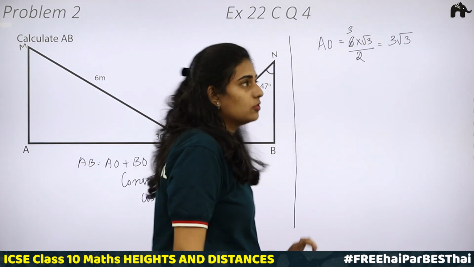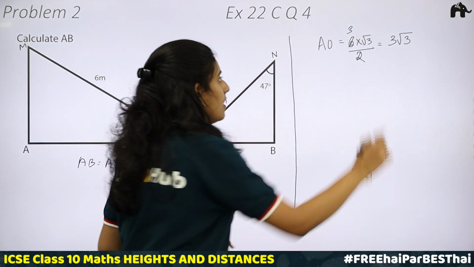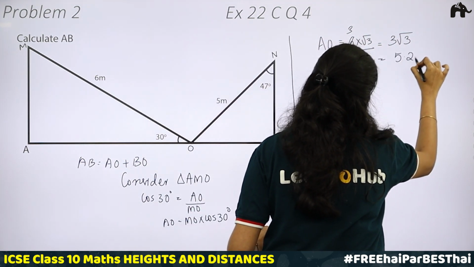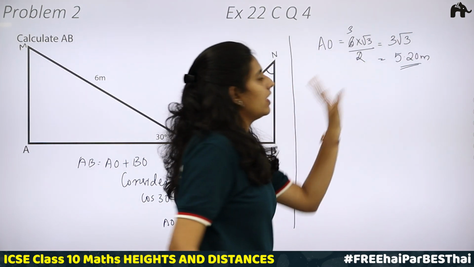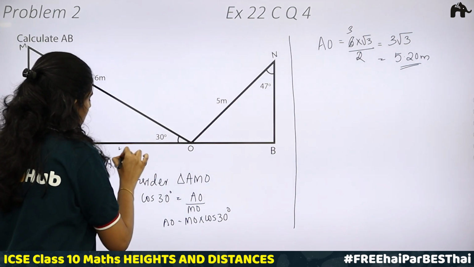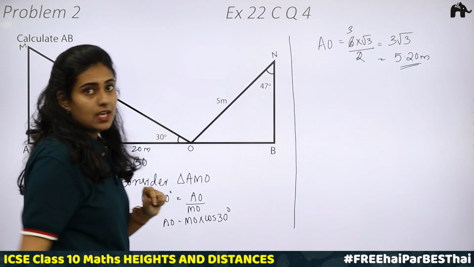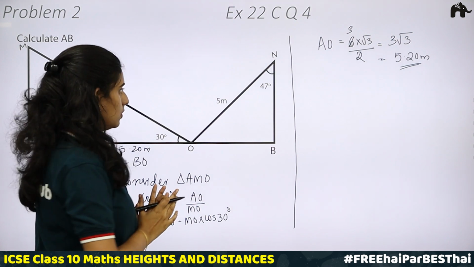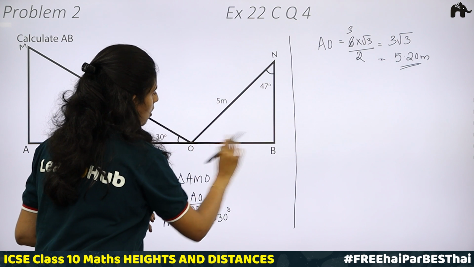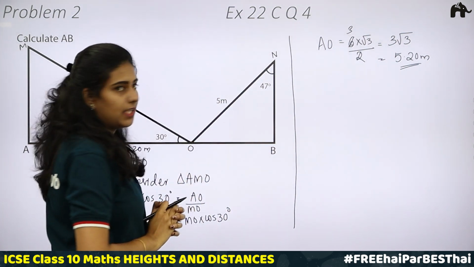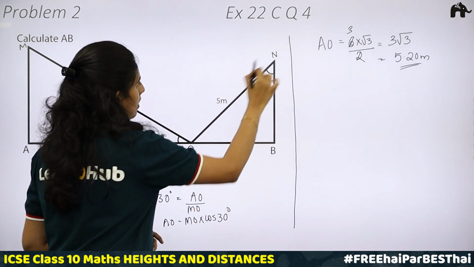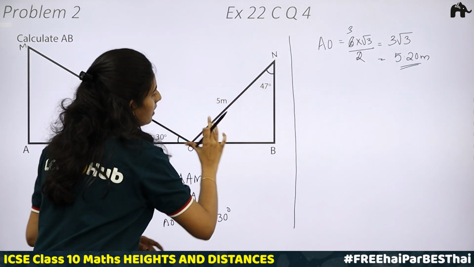We know the value of root 3, which is 1.732. On multiplying, you will be getting approximately 5.20 meters. Okay, this 5.20 meters is AO. AO part we got, that is 5.20 meters. Now we have to find BO. Okay, here we have angle 47 degree, opposite side is BO. And in this triangle BNO, NO is the hypotenuse.